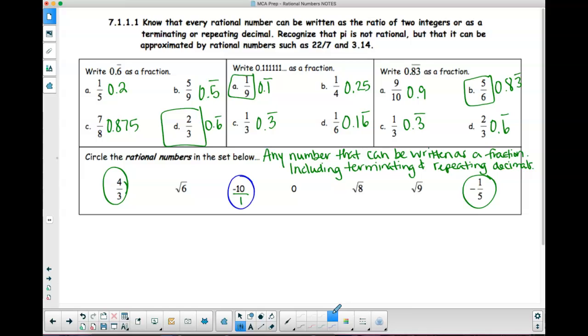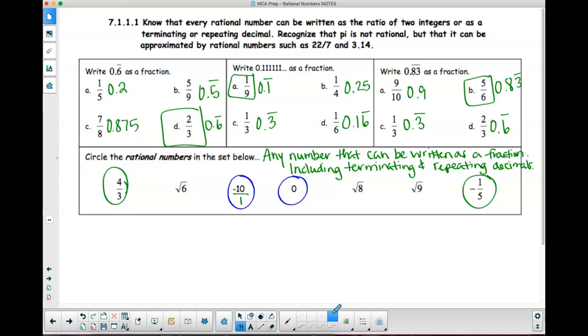Can any others be written? How about 0? Can I write 0 as a fraction? Sure, 0 over 1, 0 over 2, that's still 0. So 0 is a rational number. Okay, then if you see the square roots, if they work out to be a nice number, they're rational.